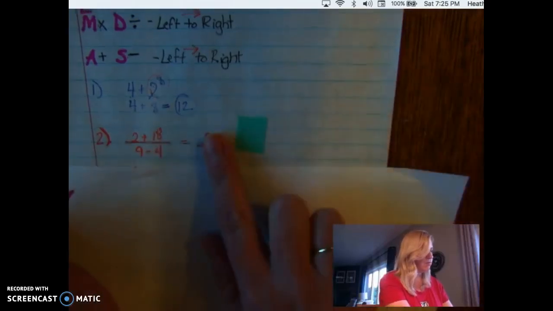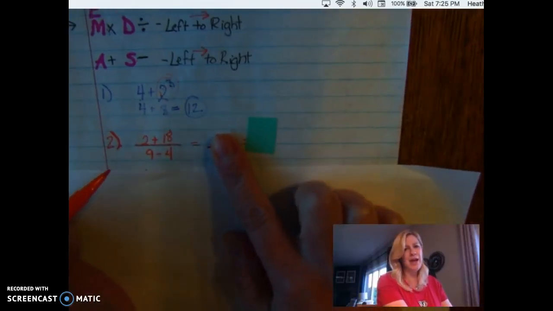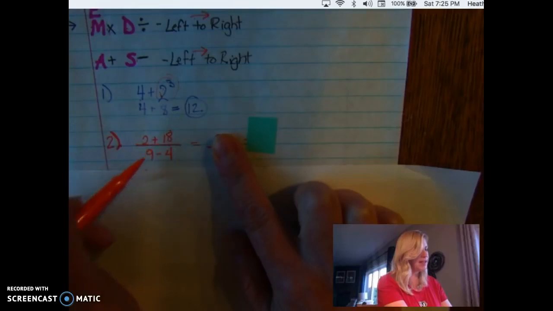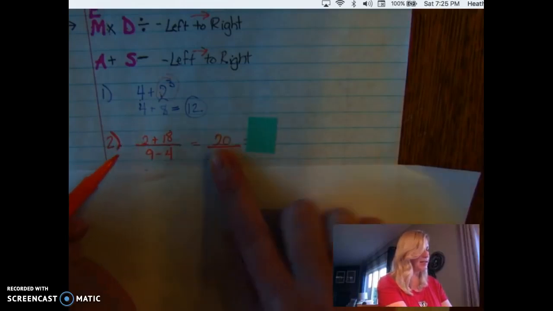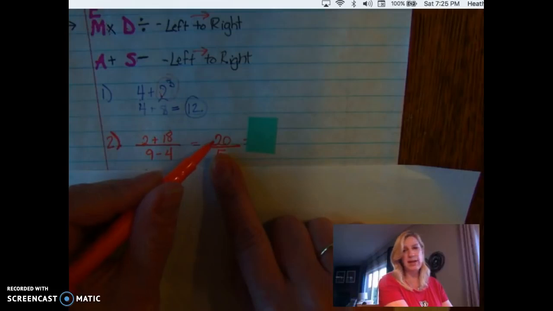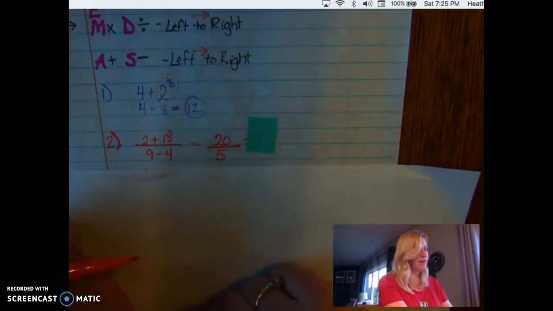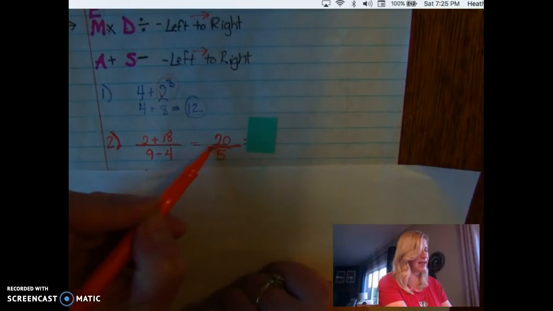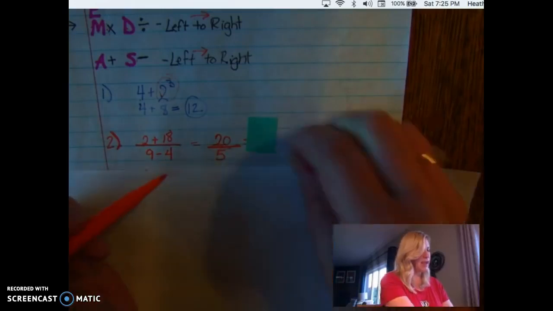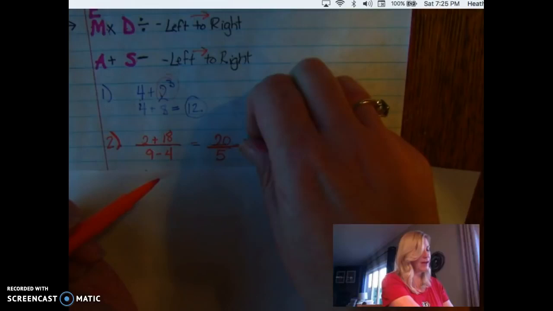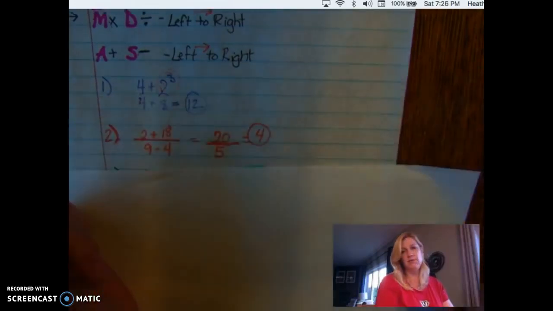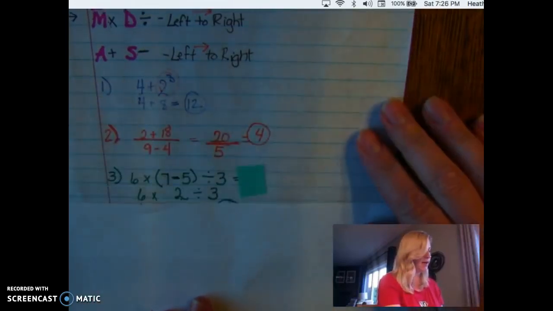So now we have the vinculum, the 2 plus 18 and the 9 minus 4. If you have this vinculum, you can't go across up and down, but you have to add the top and the bottom first. So I just went straight across and I did 18 plus 2 is 20, 9 minus 4 is 5, and this is a divided by sign. And 20 divided by 5, I hope you all know, is 4. Not hard at all.